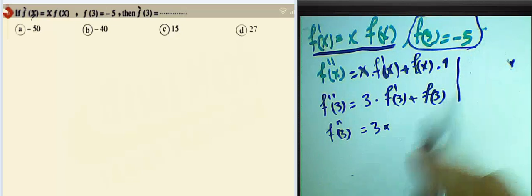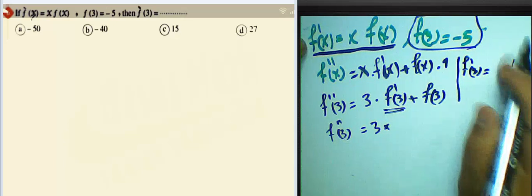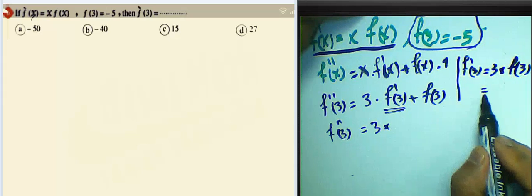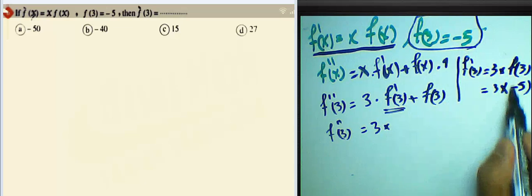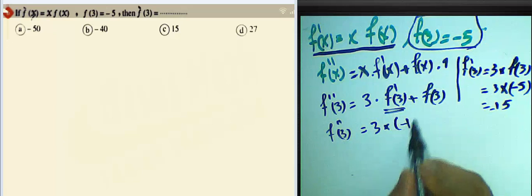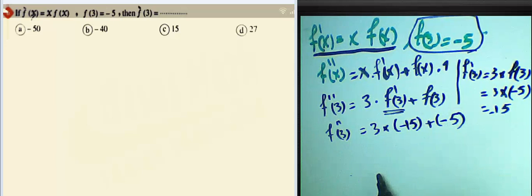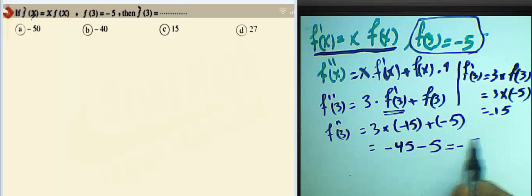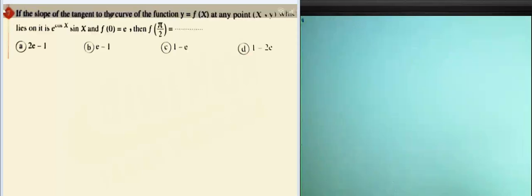Put 3 in this function: it will be 3 multiplied by f of 3. We have 3 here, and f of 3 equals negative 5, so the result will be negative 15, right? F dash of 3 equals negative 15, and f of 3 equals negative 5. Then the result will be negative 45 minus 5, which equals negative 50. The result will be negative 50. Choose letter A.